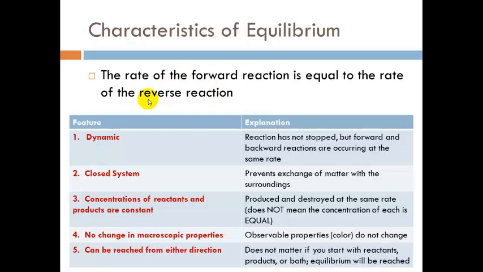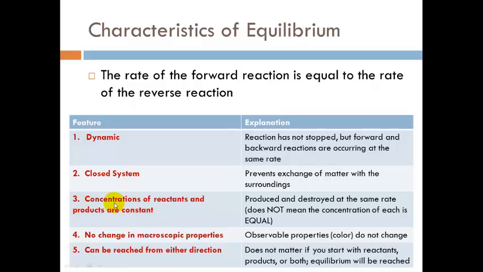There's 5 characteristics of equilibrium. Remember, the equilibrium is reached when the rate of the forward reaction is equal to the rate of the reverse reaction. This is always dynamic, okay? The reaction has not stopped, but the forward and backward reactions are occurring at the same rate. It only happens in a closed system, meaning that matter cannot be exchanged with the surroundings.